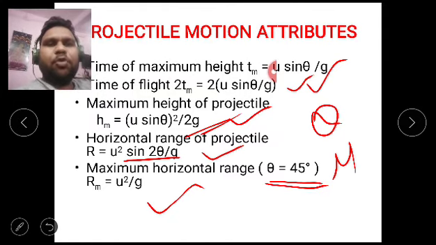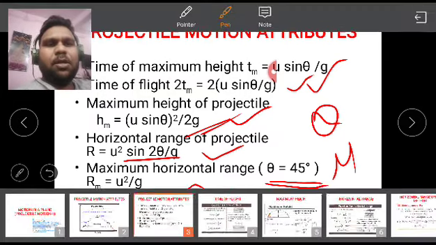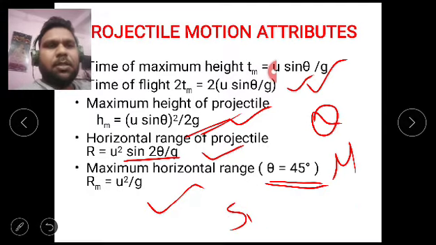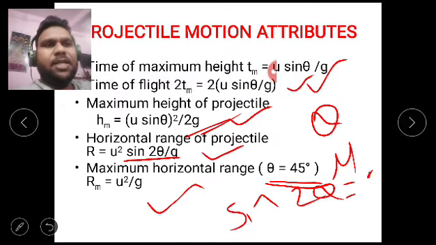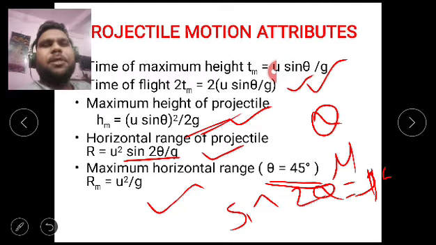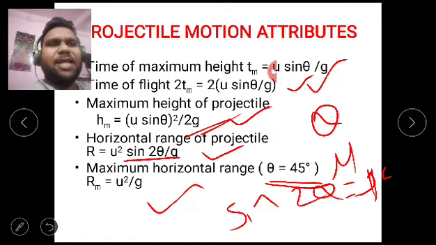You know that sin 2 theta is equal to 1 when 2 theta is equal to 90. So 2 theta is equal to 90 and theta will be equal to 45. So the maximum horizontal range will occur when theta is equal to 45. Now we will move to the next slide. We will do the formula derivations now.